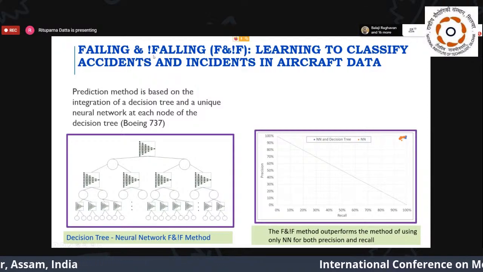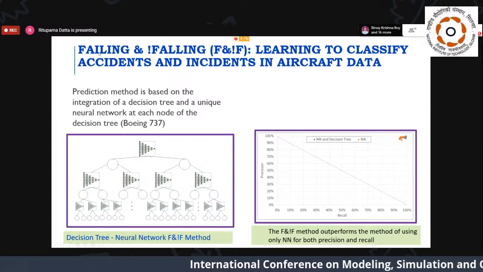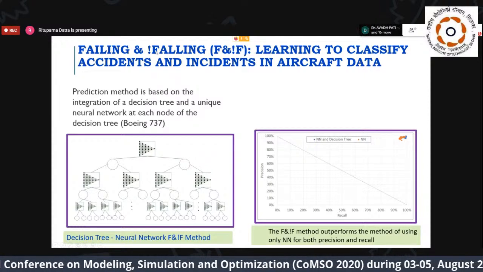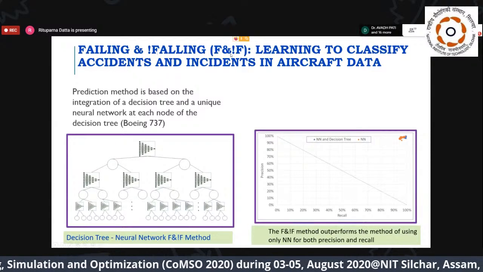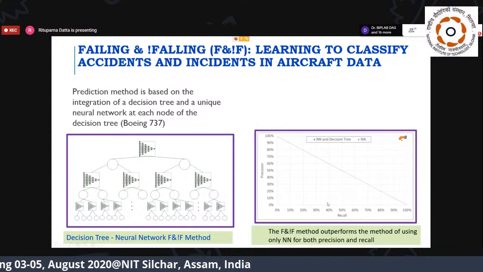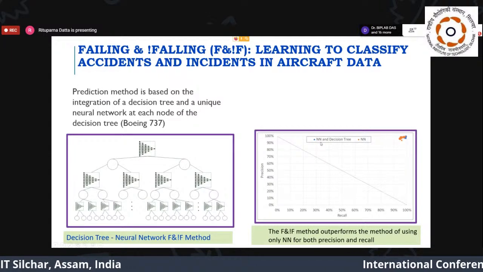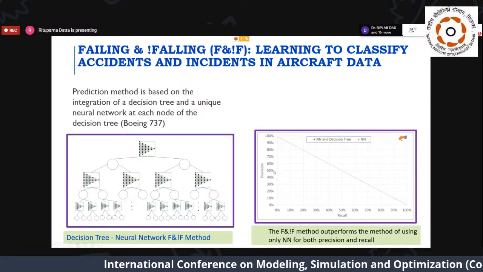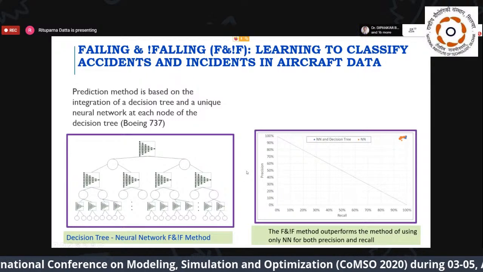And we gave it an interesting name, failing and not falling, F and not F. So failing is okay, but it should not fall, because failing means the passenger will not be at risk, but if it is a fall, the passenger will be at risk. So with our F and not F method, when we compared precision and recall with neural network and decision tree, we have shown that the neural network decision tree performed better.